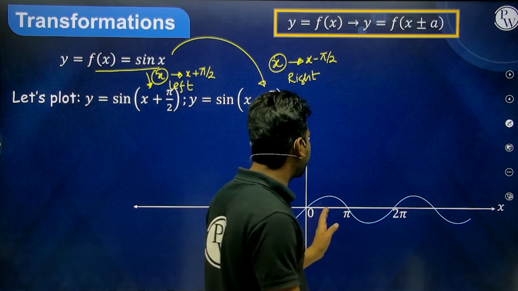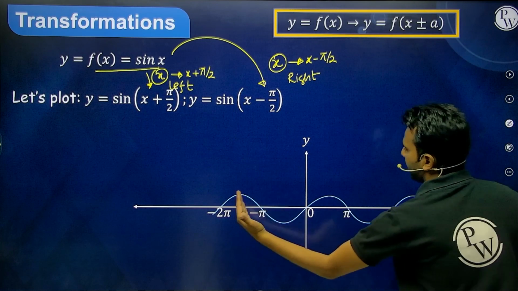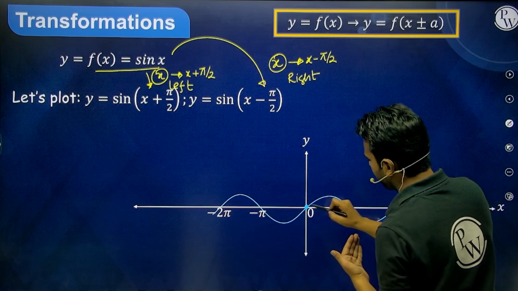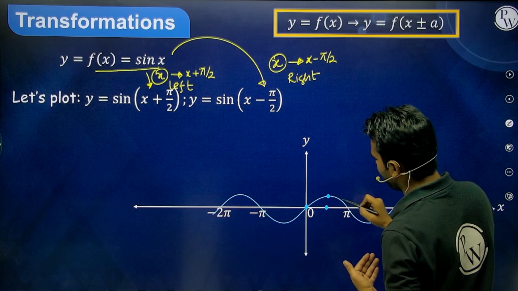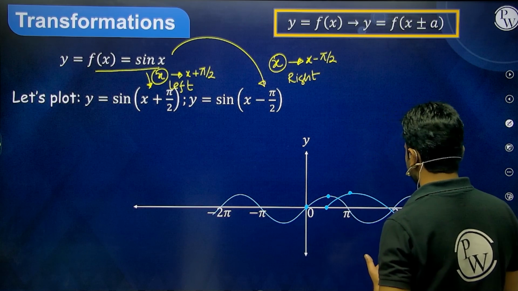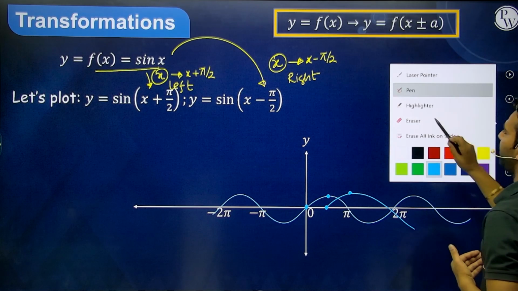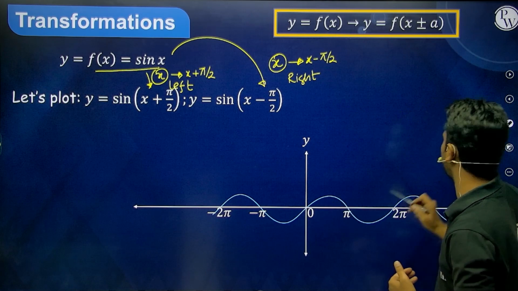So if this is the graph of y equal to sine x, if we push this point by pi by 2 units, it will come over here. If you push this point by pi by 2 units, it will come over here. So the graph will be forming something like this. And that graph will be of y equal to sine of (x minus pi by 2). Yes or no, kids? So let me show you.